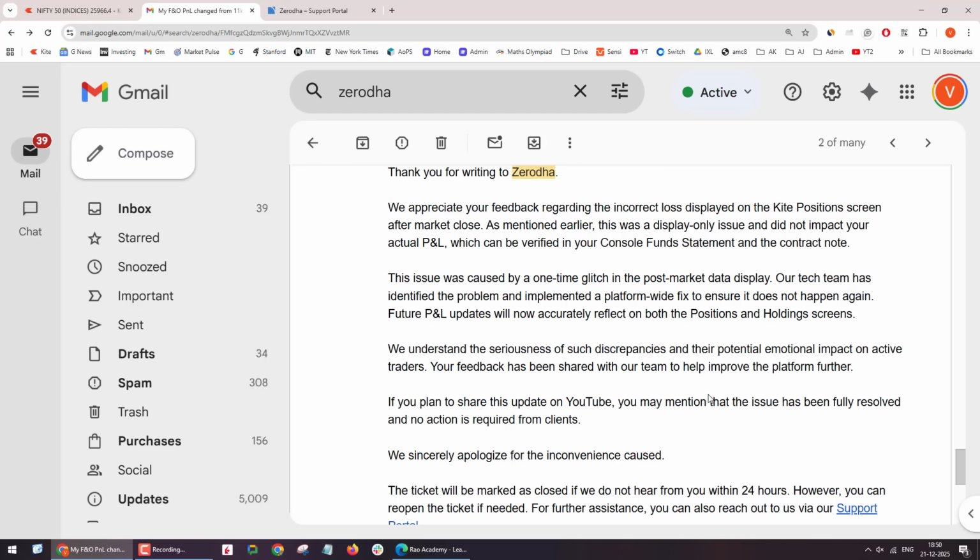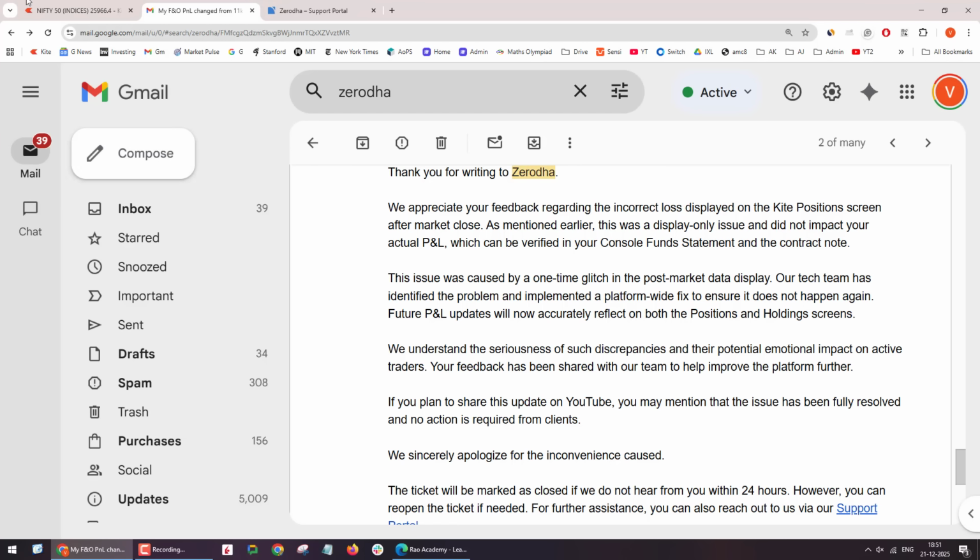This is fine. I think this is a good update. I like it. This was the first time I actually saw some kind of meaningful update talking about the action they have taken. They also say, we sincerely apologize for the inconvenience caused. Again, I have never seen anybody apologizing for anything. It is a very serious problem in India.